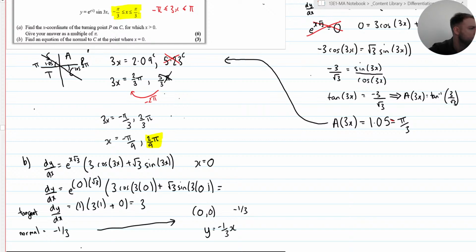Brilliant. Loads going on there. Lots and lots going on. Let's just check that. Yeah, -1/3 x. Good. It is tricky, that.